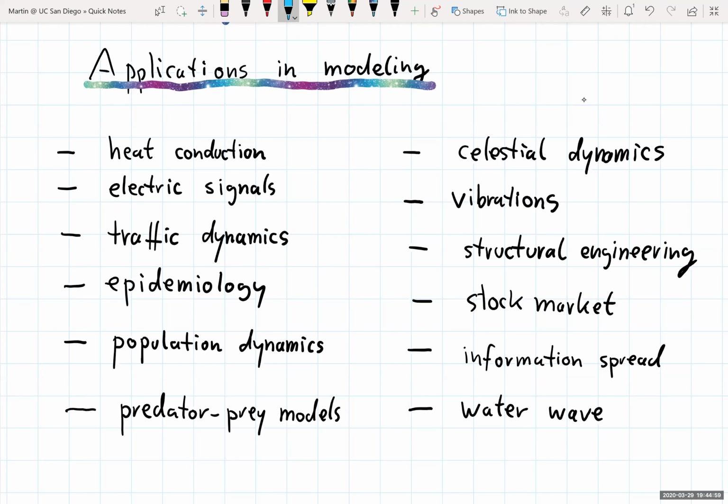And for the beginning, we also talk a bit about modeling. So we will discuss, given some description of processes in physics or biology, we will ask how to develop differential equations from those.